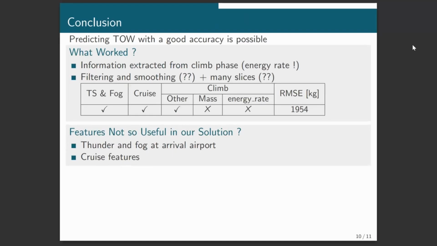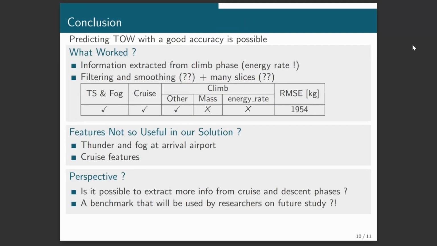So in the solutions, some features were not so useful: thunder and fog at arrival airport and the cruise features. So one question that may arise is whether it is possible to extract more information from cruise and the descent phases. We did not extract the information from the descent phases at all. So maybe there's room for improvement.